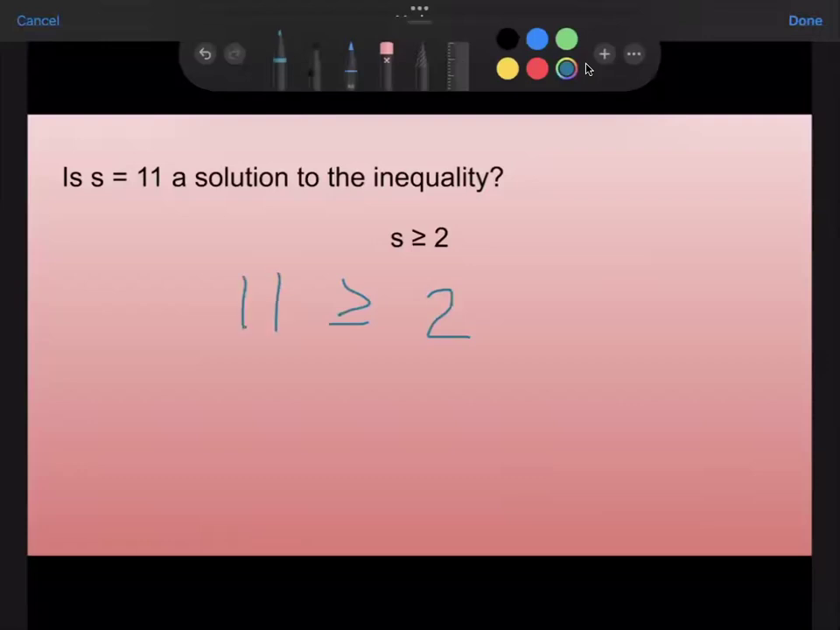Now I can look at this and analyze whether this is a true statement or an untrue statement. 11 is greater than or equal to 2. Well, that is a true statement because 11 is greater than 2. So that means that yes, S could equal 11, and 11 could be a possible solution to the inequality.